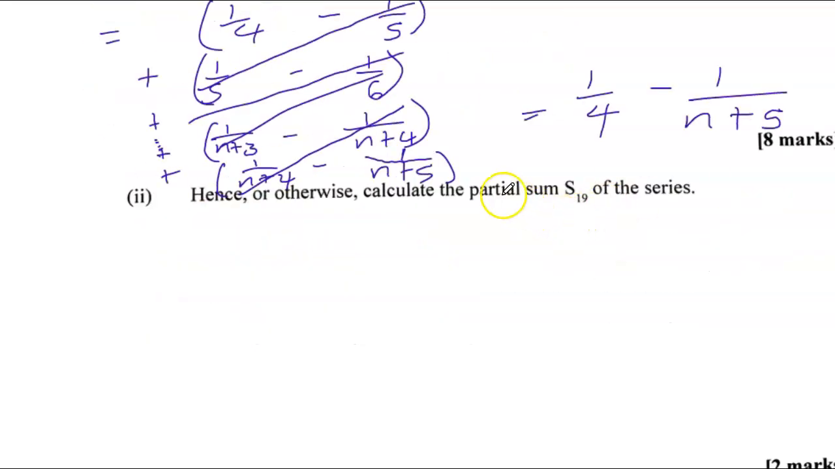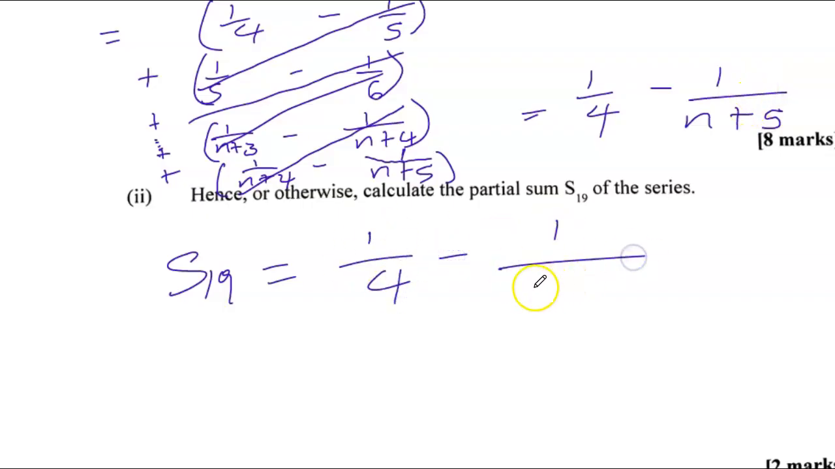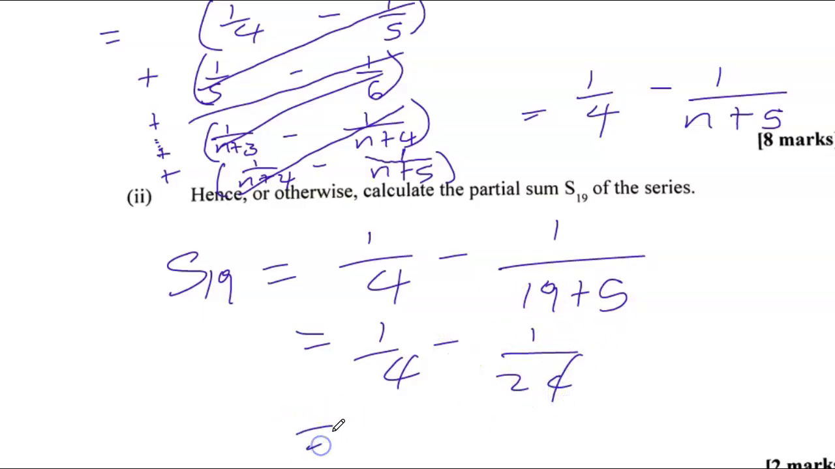Hence, or otherwise, calculate the partial sum S19. So for S19, you simply replace n with 19. So it's a quarter minus 1 over 19 plus 5. That's a quarter minus 1 over 24. This should simplify to, using a calculator, 5 over 24.